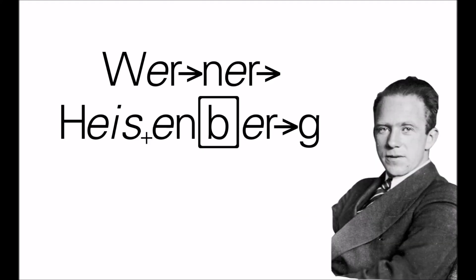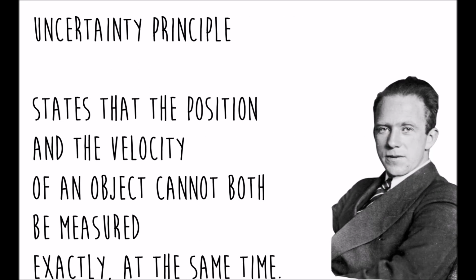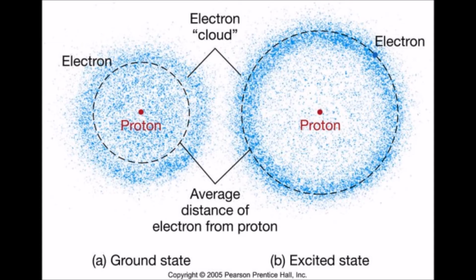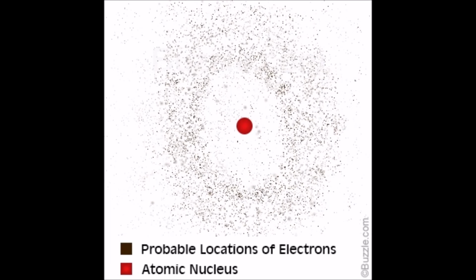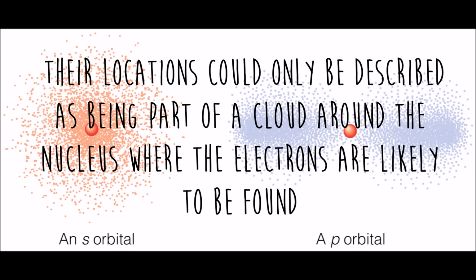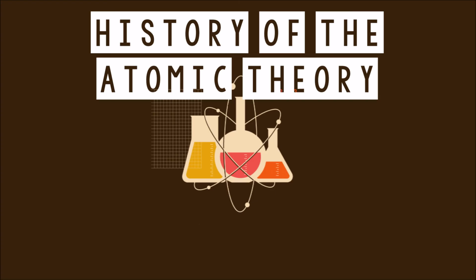And this is Werner Heisenberg. He proposed that the position and the velocity of an object cannot be measured exactly at the same time, even in theory. Lastly, Erwin Schrödinger. Erwin Schrödinger proposed the electron cloud model. It represents a sort of history of where the electron has probably been and where it is likely to be going. Thanks to this model, electrons were no longer depicted as particles moving around a central nucleus in a fixed orbit. Hence, their locations could only be described as part of a cloud around the nucleus where the electrons are likely to be found. And so that ends the history of the atomic theory.